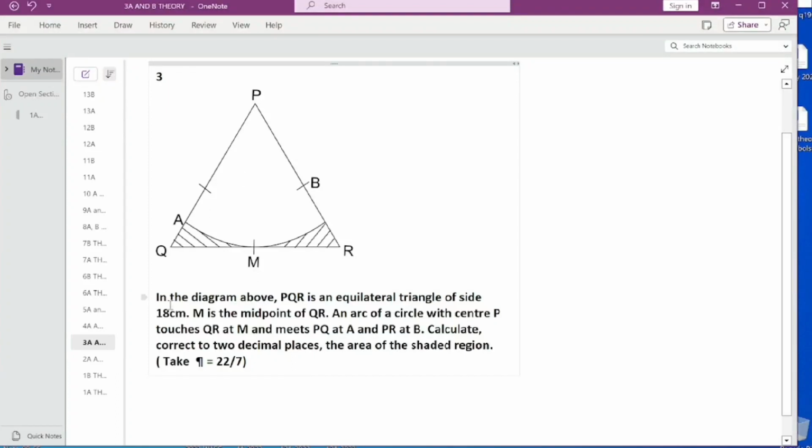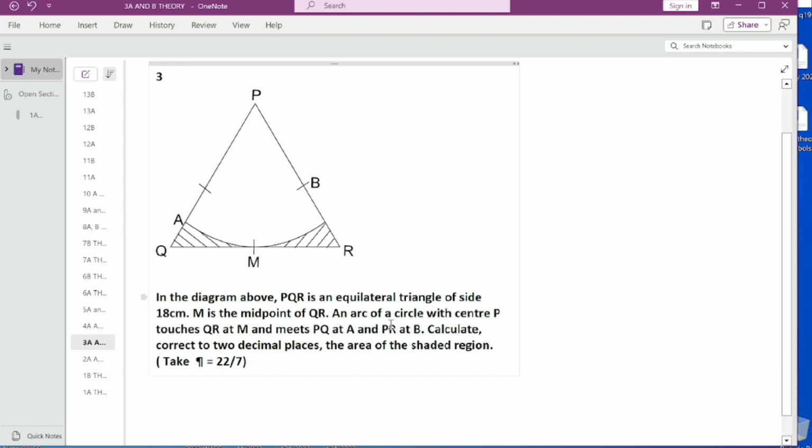Question 3 says, in the diagram above, PQR is an equilateral triangle of sides 18 centimeters. So looking at the question, this is an equilateral triangle. All sides are equal and each side is 18. That's the first point to note. M is the midpoint of QR. So this is the middle. You should note that too.